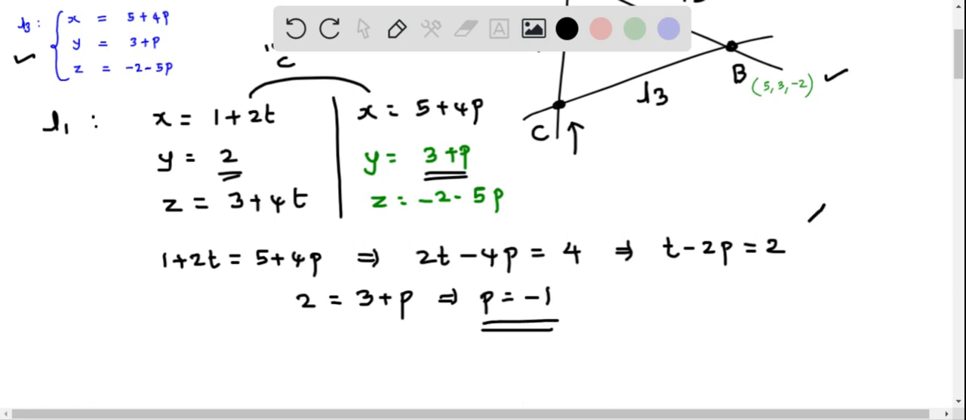We can substitute into this equation to determine the value of t. So therefore this becomes t minus 2 times p, p is negative 1, and this equals 2.